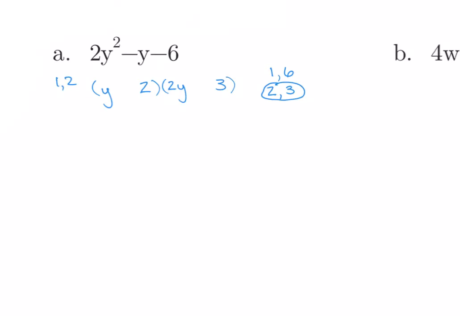All right, now let's figure out our signs. We do have different signs, and I want my larger product to be negative. So which one is larger, outsides or insides? Outsides, we get 3y. Insides, we get 4y. Since 4y is bigger, I want to make that negative, so I'm going to make it a -2, and I'm going to make this a +3.